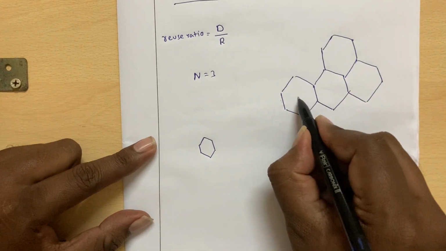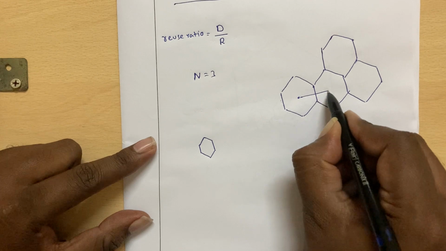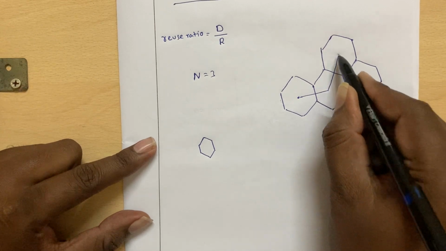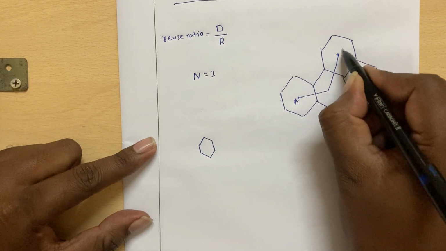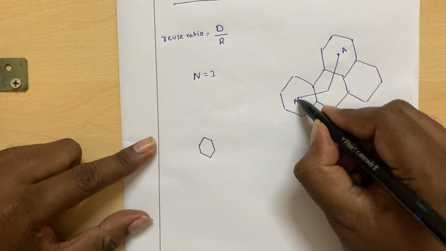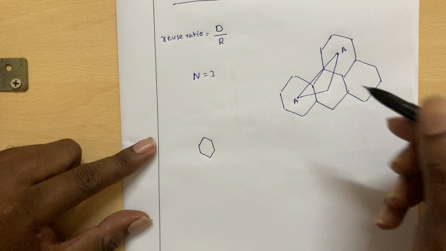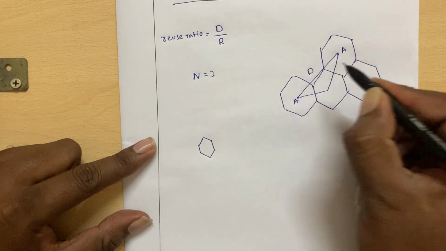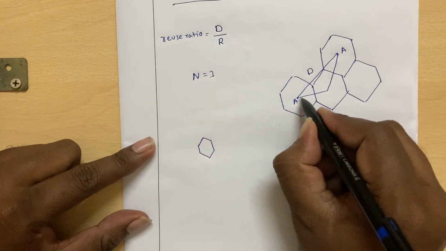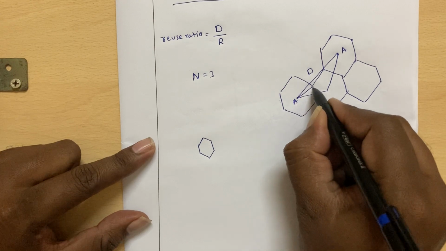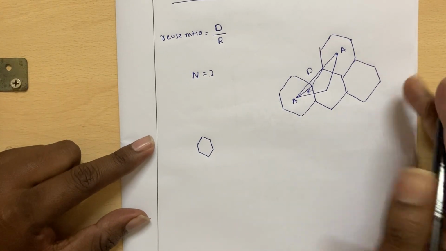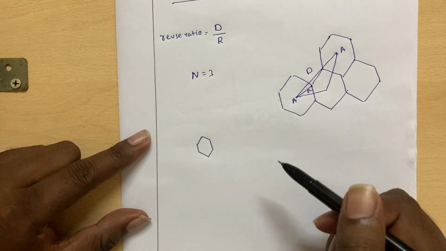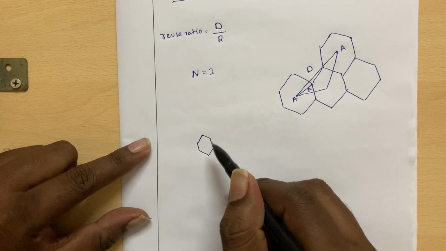So the frequency used here, one step we go here, one step we go here. Now if this is frequency A and this will also be frequency A, this is the reuse distance D, and the radius is from the center to this edge. Now this is D by R.